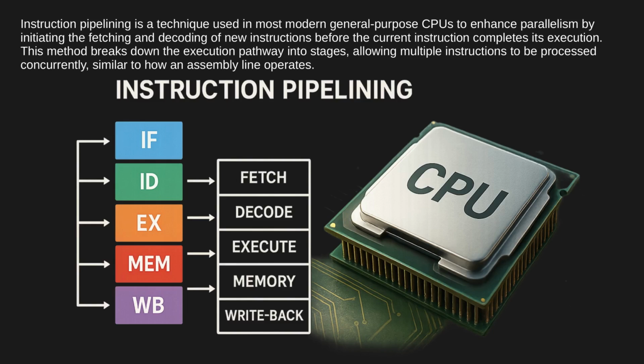Instruction pipelining is a technique used in most modern general-purpose CPUs to enhance parallelism by initiating the fetching and decoding of new instructions before the current instruction completes its execution. This method breaks down the execution pathway into stages, allowing multiple instructions to be processed concurrently, similar to how an assembly line operates.